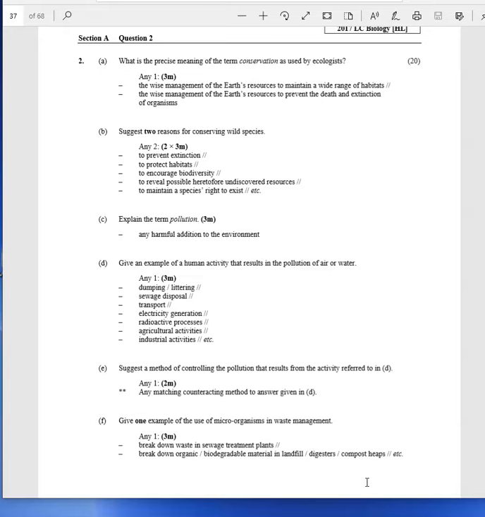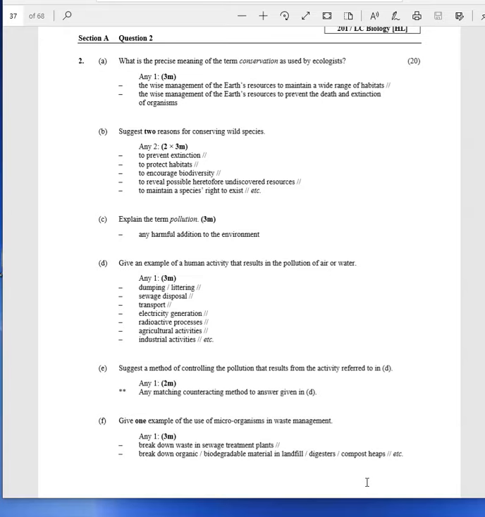For your industrial, you could have had burning of waste in factories, etc. Okay, suggest a method of controlling the pollution that results from the activity you referred to. So it has to match with what you've said. All right, so if you said dumping, how could you clear up dumping? If you said spreading slurry, how can you prevent slurry being spread and causing the pollution?